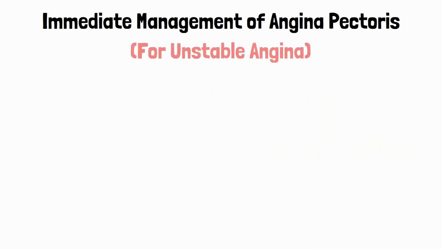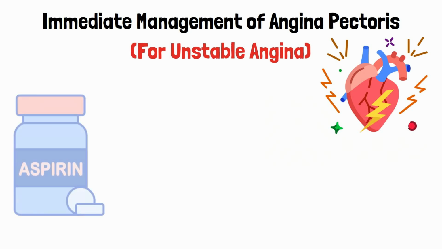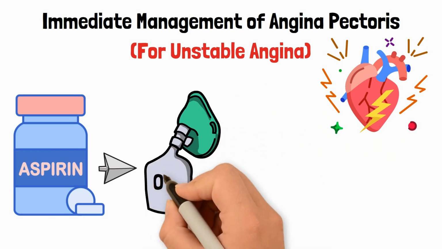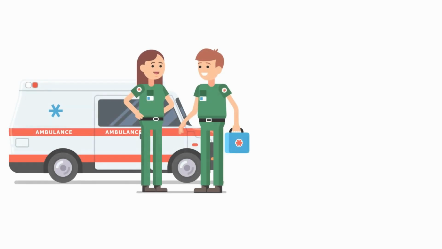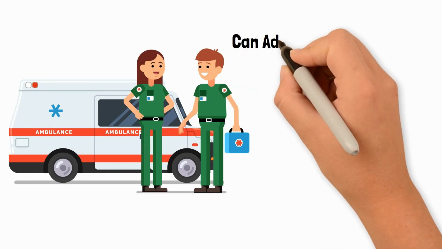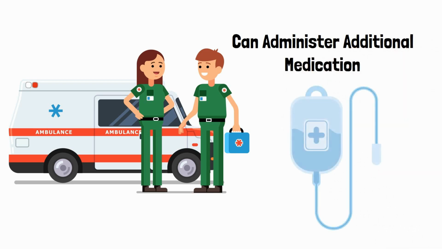Now let's talk about unstable angina. For unstable angina pectoris, treat the patient as if they're having a heart attack. First, give them aspirin to prevent any clot formation from continuing to occur. Next, give them oxygen. And third, assist with nitroglycerin. A quick note: ALS providers can administer nitroglycerin even if the patient doesn't have prescribed nitroglycerin. In addition, ALS providers may be able to administer additional treatments, such as initiating an IV and administering other medications that are indicated.